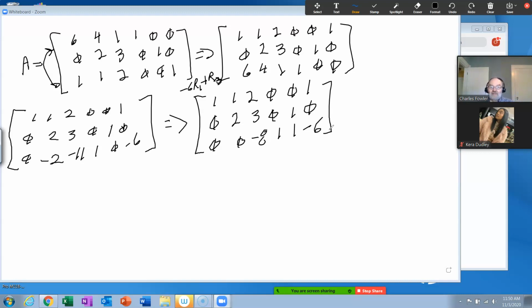Now, things are not looking good, and I don't think they're going to get much better. Okay, but let's see if we can do this. Let's next divide row 2 by 2. This is why they said use a device to do it. 1, 1, 2, 0, 0, 1. 0, 1, 3 halves, 0, 1 half, 0.